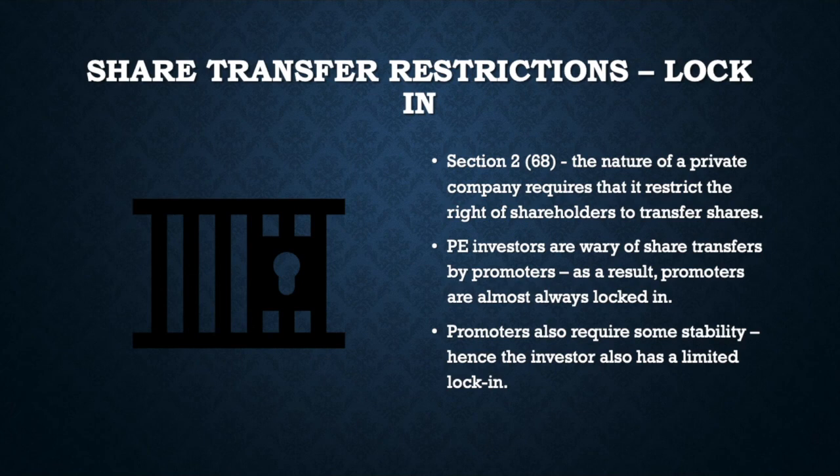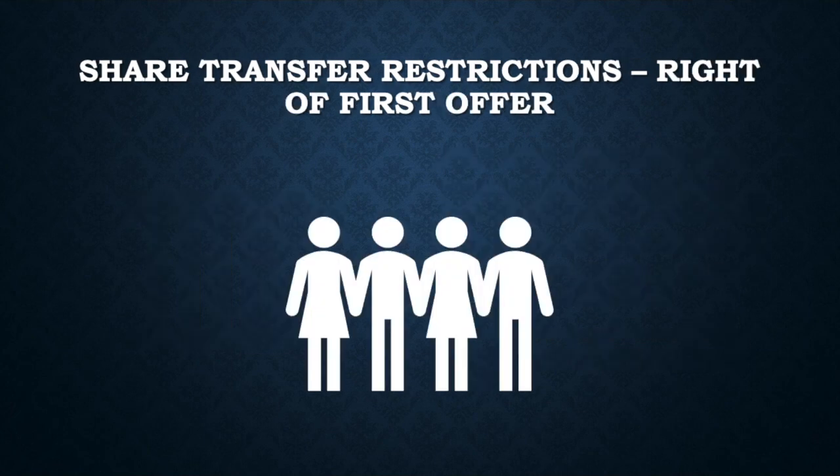However, the promoters would also want some kind of stability in terms of the shareholding of the company. So they will also require, typically, that investors not be able to sell their shares for a minimum period of time, right? So investors are also typically locked in anywhere between 2 to 3 years after their investment. So at this point of time, you will have what we call a complete share transfer restriction, right? So nobody can sell their shares. However, after the lock-in period has been lifted, right, investors are allowed to sell their shares, but subject to partial restrictions.